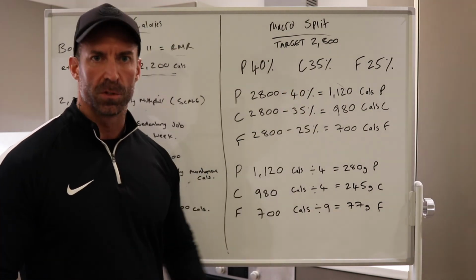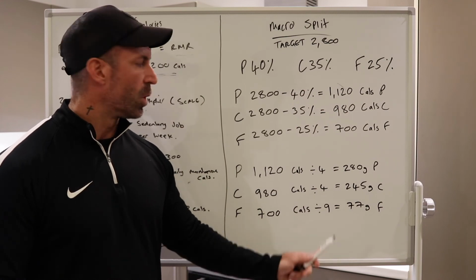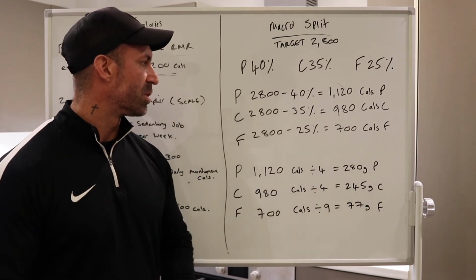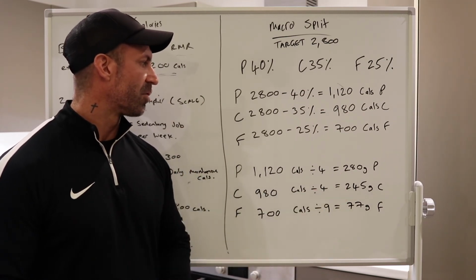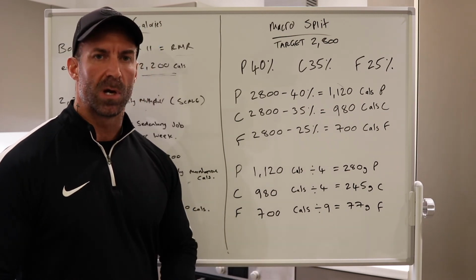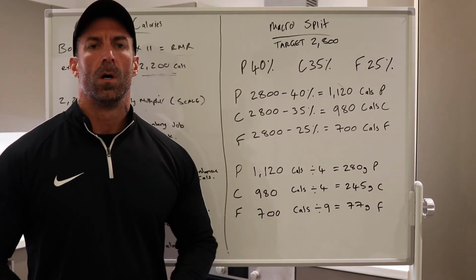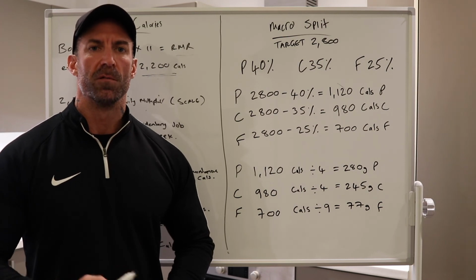And this is all you're going to do. So throughout the day, we want to be aiming for 280 grams of protein, 245 grams of carbs, and 77 grams of fat. So I hope you've enjoyed the video and you've got some value from it.